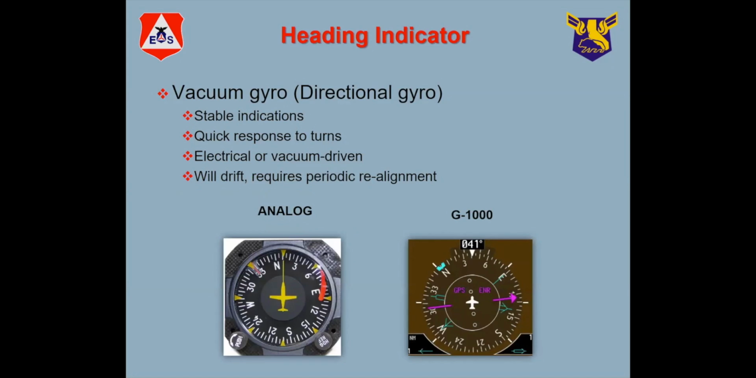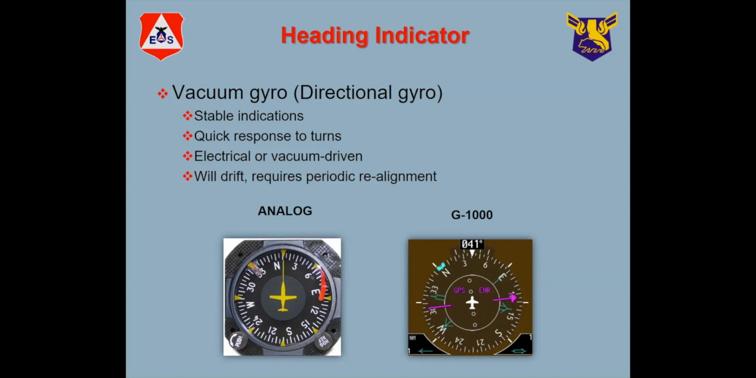Okay, this is another version. You see two versions here, a vacuum powered on the left and a digital powered on the right of the same thing. This is a directional gyro. It's set to match the heading of the compass and or the runway that you're sitting on. And you want to make sure that those match all the time so you don't have problems.